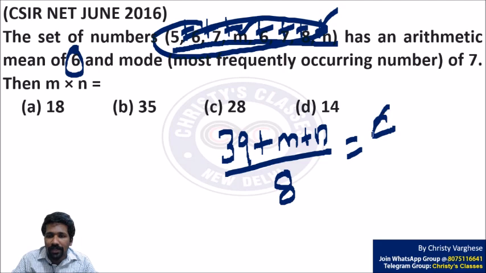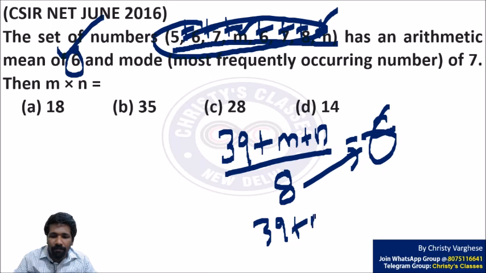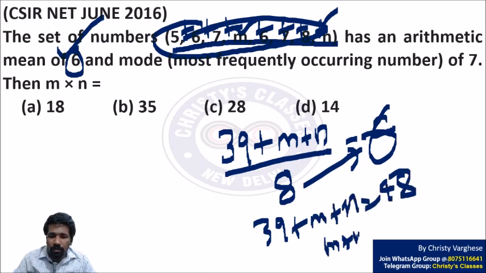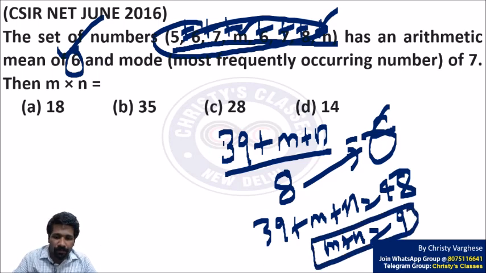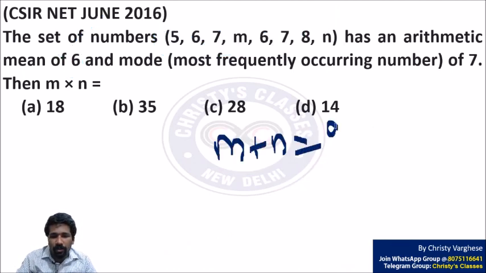That is equal to 6. Why? The question says the arithmetic mean is 6. That means we can cross multiply and simplify it and say 39 plus M plus N is equal to 48. M plus N is equal to 9. That is the equation you can find, taking 39 to the other side. So I hope all of you understood that first equation, M plus N is equal to 9.